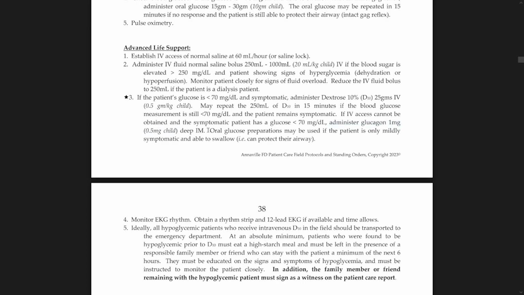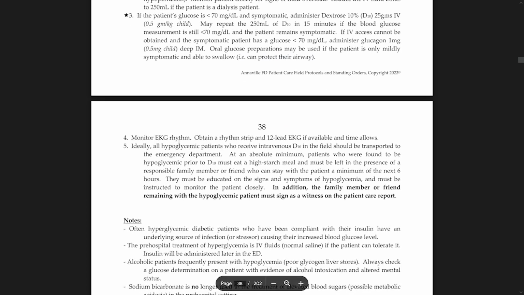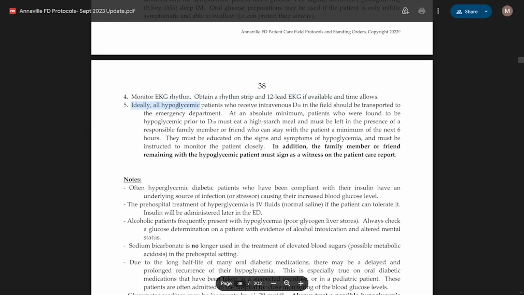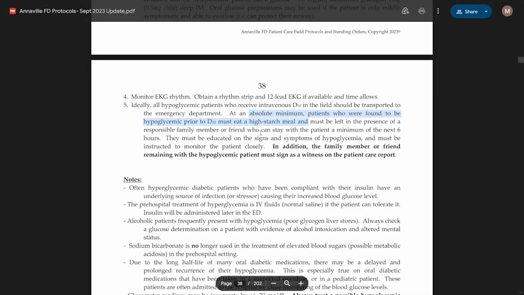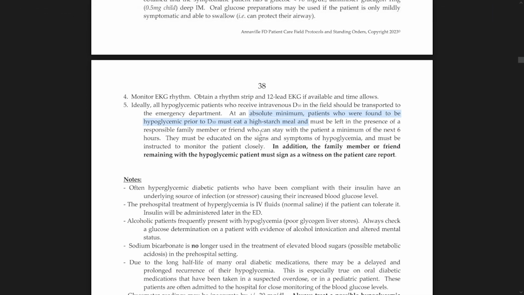Oral glucose preparations may be used if the patient is only mildly symptomatic and able to swallow, i.e., they can protect their own airway. Monitor EKG rhythms, obtain a rhythm strip and a 12-lead EKG if time is available. Ideally, all hypoglycemic patients who receive intravenous D10 in the field should be transported to the ER. At an absolute minimum, patients who are found to be hypoglycemic prior to D10 must eat a high-starch meal and must be left in the presence of a responsible family member or friend who can stay with the patient for a minimum of 6 hours.